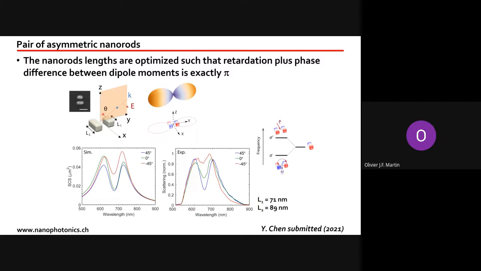And we put them close together, so they couple. And we see that the response becomes quite different, depending whether we come at normal incidence, at 45 degrees, or from the other side at minus 45 degrees. We also observe a very good agreement between this calculation and the experimentally measured response.